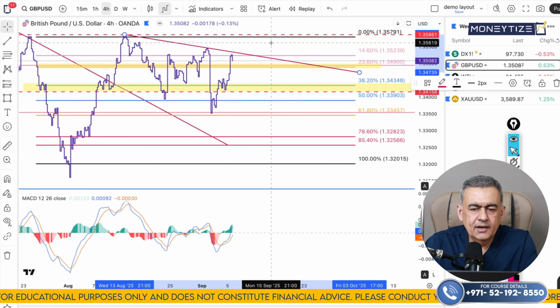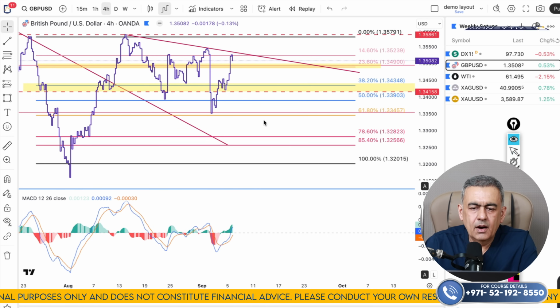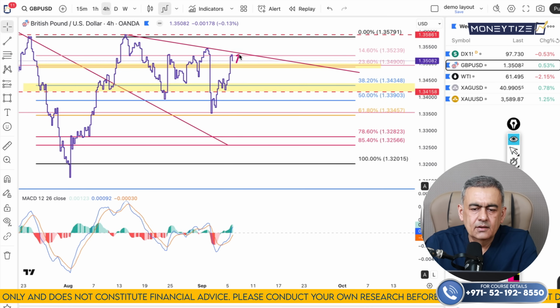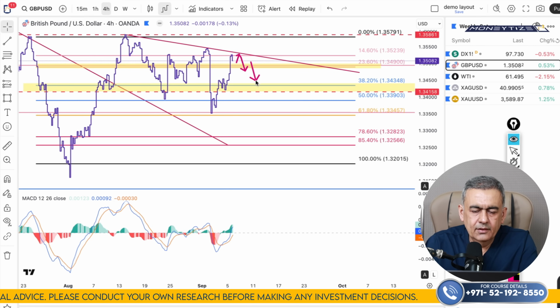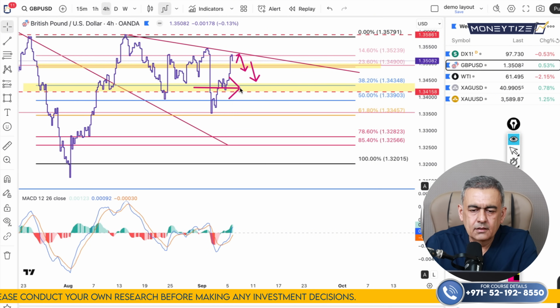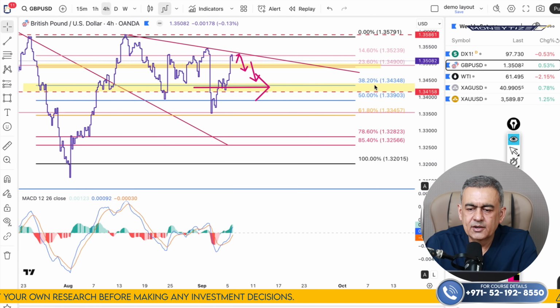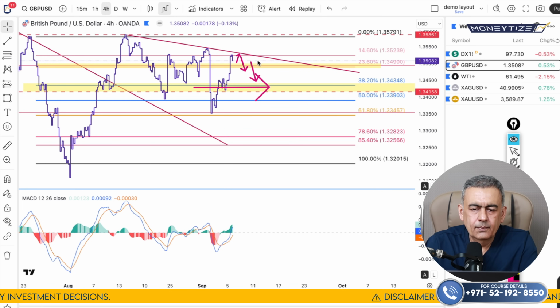So a new trend line applied, and now pound dollar is sitting at the falling trend line resistance. For the time being, we can expect some drop here, and if buyers are able to take the support at retracement 38.2, that is a price level of 1.3434 to 1.3390, I'm expecting continuation in the upward direction.